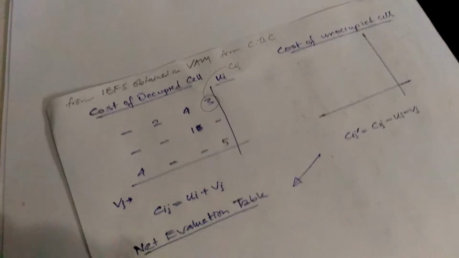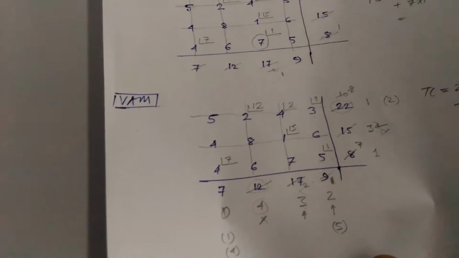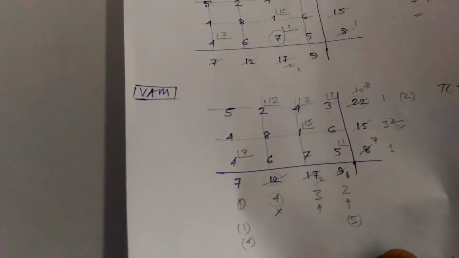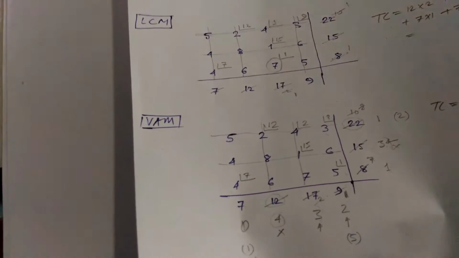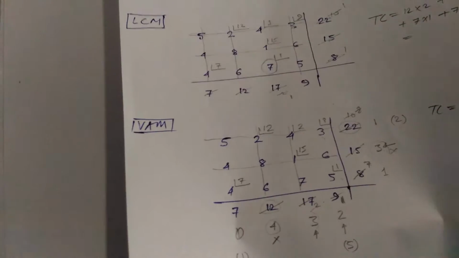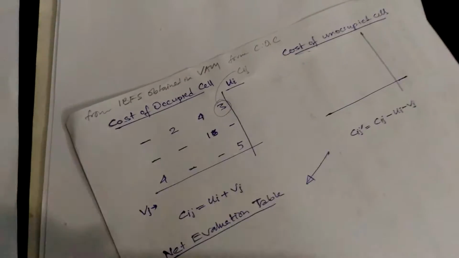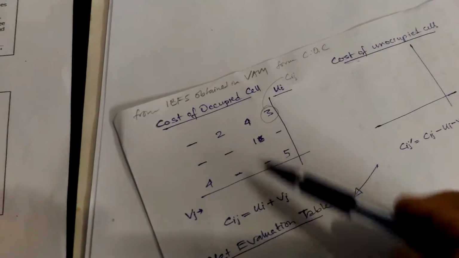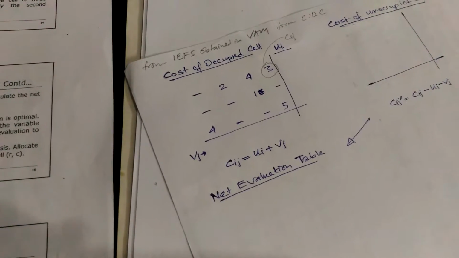So in case of MODI method, we have to form cost of occupied cell and cost of unoccupied cell. So first of all, cost of occupied cell. So in this case, in the Vogel's approximation method, 2, 4, 3, 1, 4 and 5 are the cells where cost is allocated. So we will be taking only the occupied cells. So here the occupied cells are 2, 4, 3, 1, 4 and 5. So we are writing only the occupied cells as here 2, 4, 3, here it is 1, 4 and 5. Now the rule is assign a value of 0 to any of the ui or vj.